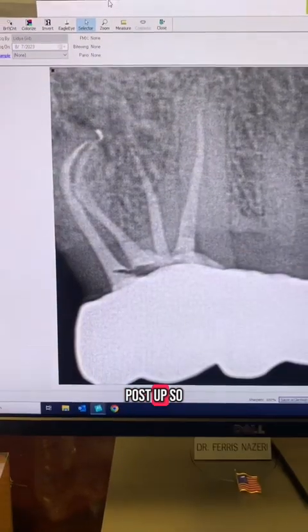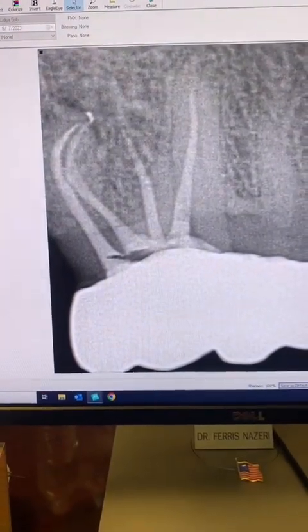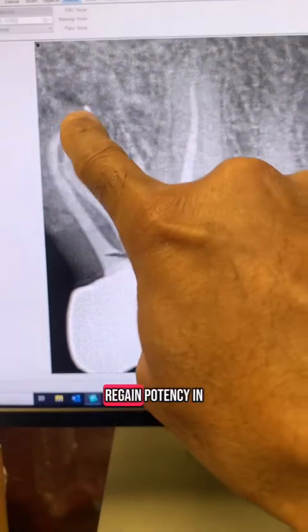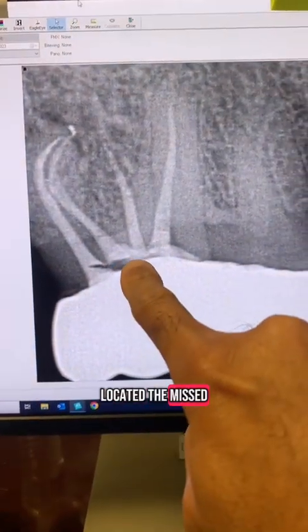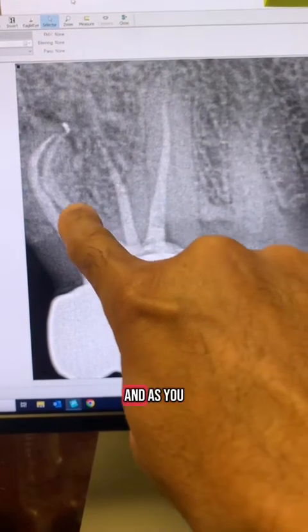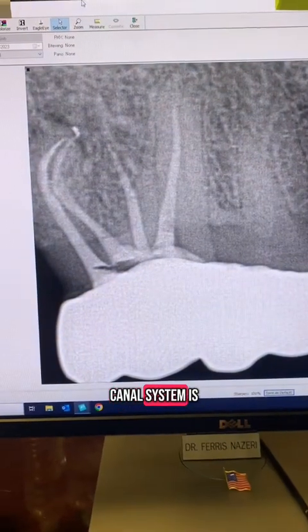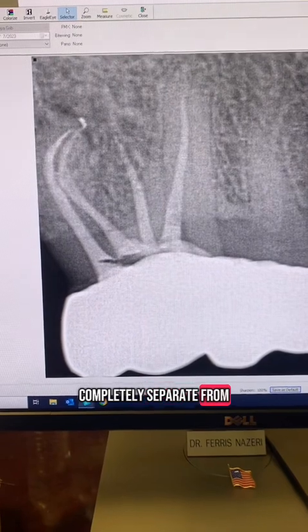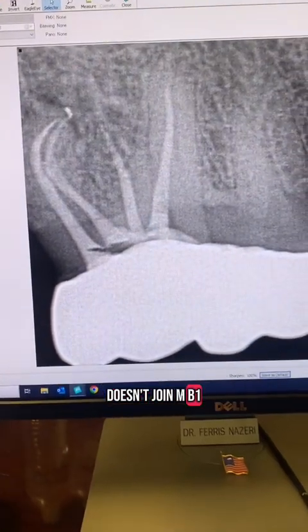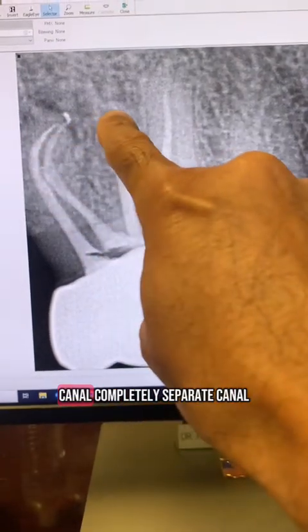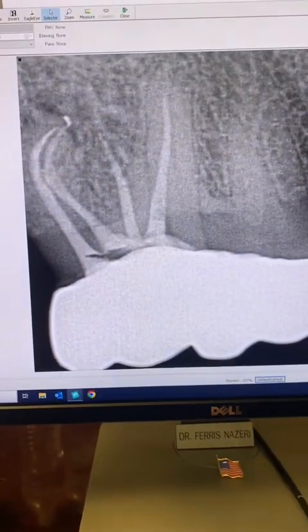And here's the post-op, so take a look. We were able to regain patency in the MB1 canal, located the missed MB2 canal system, and as you can see, the MB2 canal system is completely separate from the MB1 canal. So MB2 doesn't join MB1, it has its own canal, a completely separate canal.